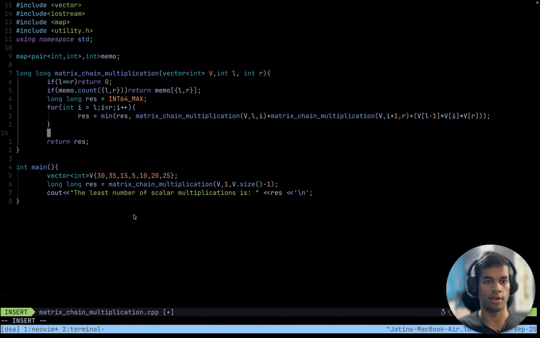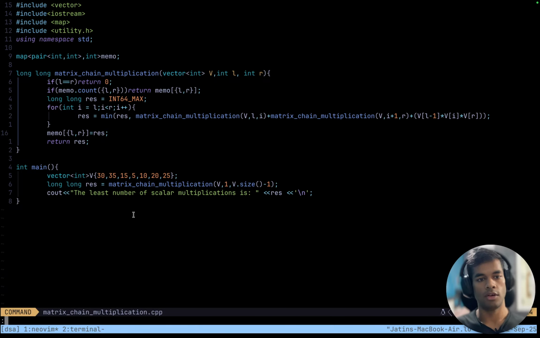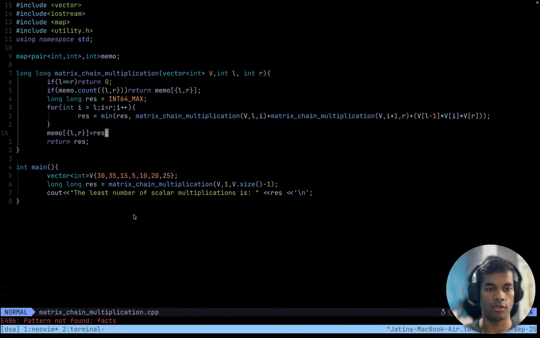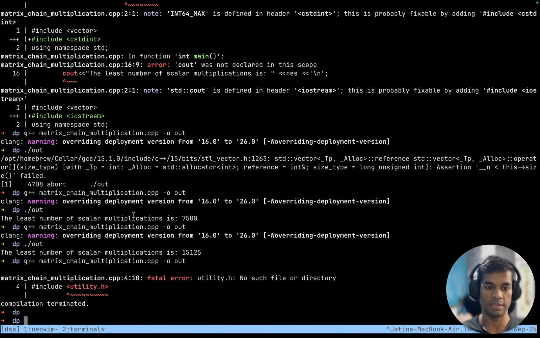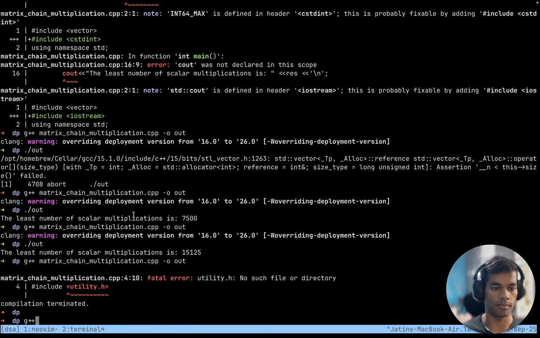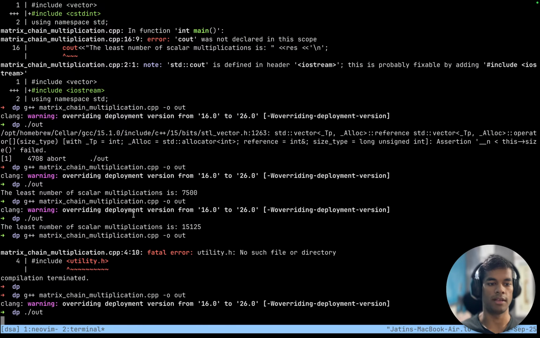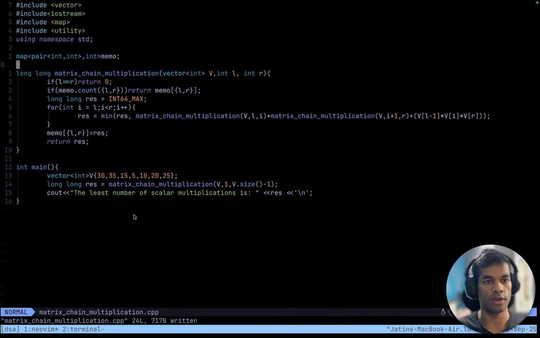Otherwise, if that is not the case, before returning, put it into the memo: memo L comma R equals rest, and then return. So now at least we have a bit of memoization. I hope we don't get any error. Utility.h is not a thing. I guess it is just utility then. Yep, it is just utility. And the answer is correct. And we are also using memoization.